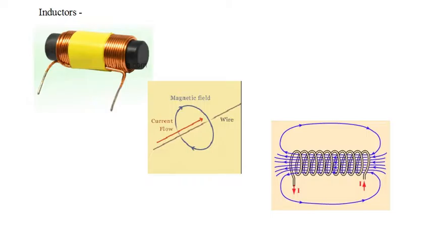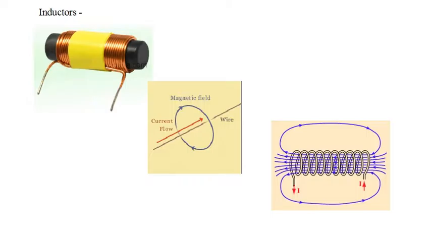The two basic circuit elements with differential equation models are the capacitor and the inductor. An inductor is formed when a wire is coiled around a core, as shown. When current flows through a wire, it creates a magnetic field around the wire, as shown in the middle graphic.